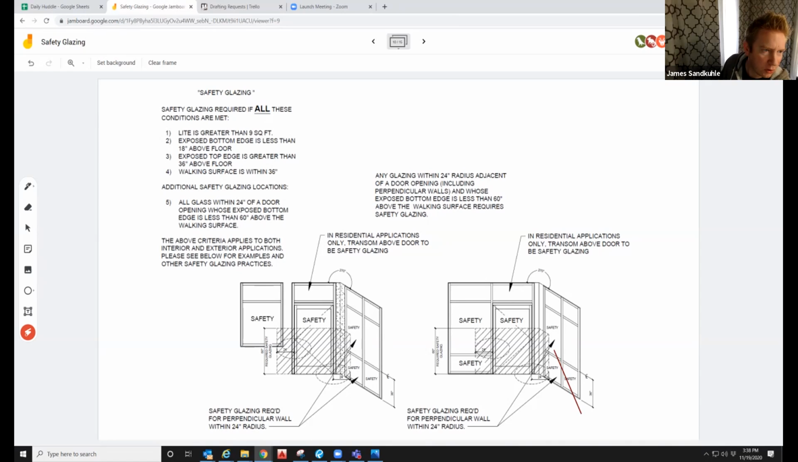So with door safety glazing, you get all the same 4 rules, right? All these conditions are met. And then this additional one: all glass within 24 inches of a door opening, whose exposed bottom edge is less than 60 inches above the walking surface. All right, any questions on that? Moving on to slide 11.